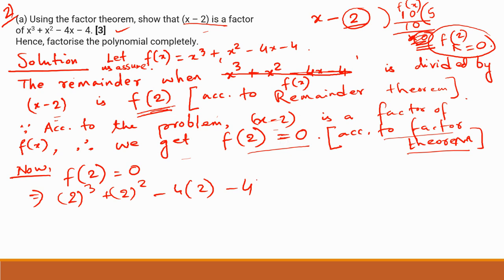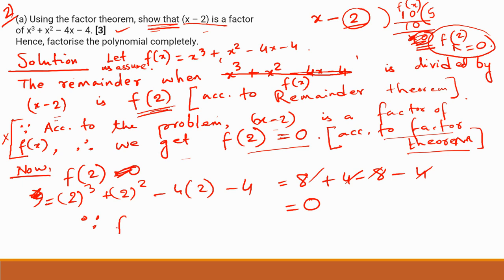Oh, I see one thing here. It is saying we have to prove it here, right? Show that x minus 2 is a factor of this. Okay, so it's saying show that. So if it is show that x minus 2, you don't need to write this thing. You can simply write f of 2 equals 2 cube plus 2 square minus 4 times 2 minus 4 equals 8 plus 4 minus 8 minus 4. You get it as 0, right?